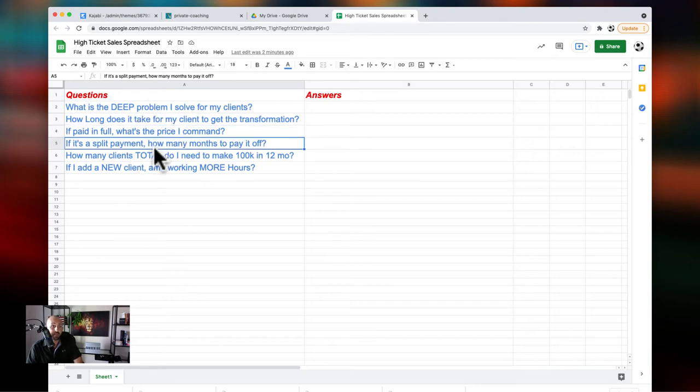Next one here, if it's a split payment, how many months to pay it off? So one of the changes I've made in my business recently is I don't do monthly payments anymore.